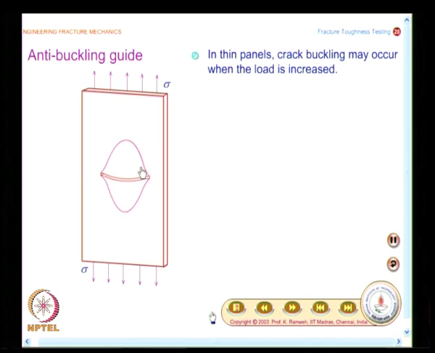Do you know why this happens? I am applying only a tension. Why does buckling take place near the vicinity of the crack? You have to go back to your result of the plate with a hole, and let us see the result which we saw.